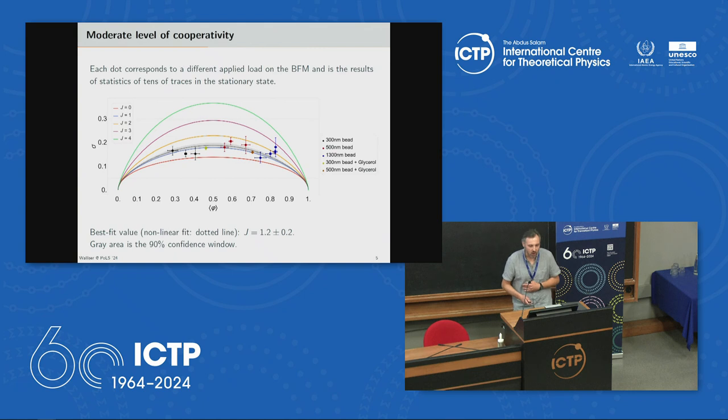Each of these dots represents a different applied load on the BFM, and it's the result of a statistic of experimental traces over minutes, a statistic over tens of traces. As you see here, the dotted line represents a nonlinear fit to the experimental data, and the best fit value seems to indicate that a moderate level of cooperativity is compatible with the experimental results.